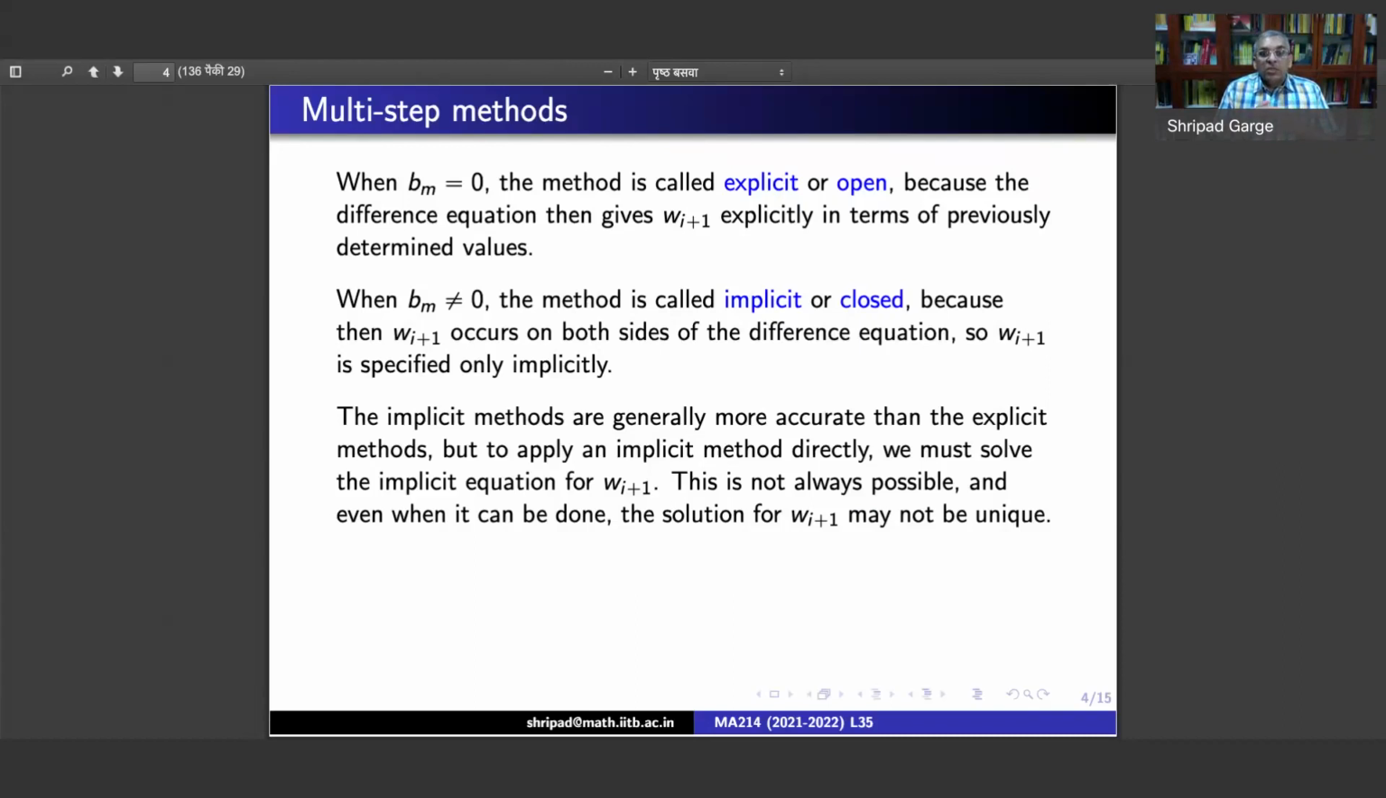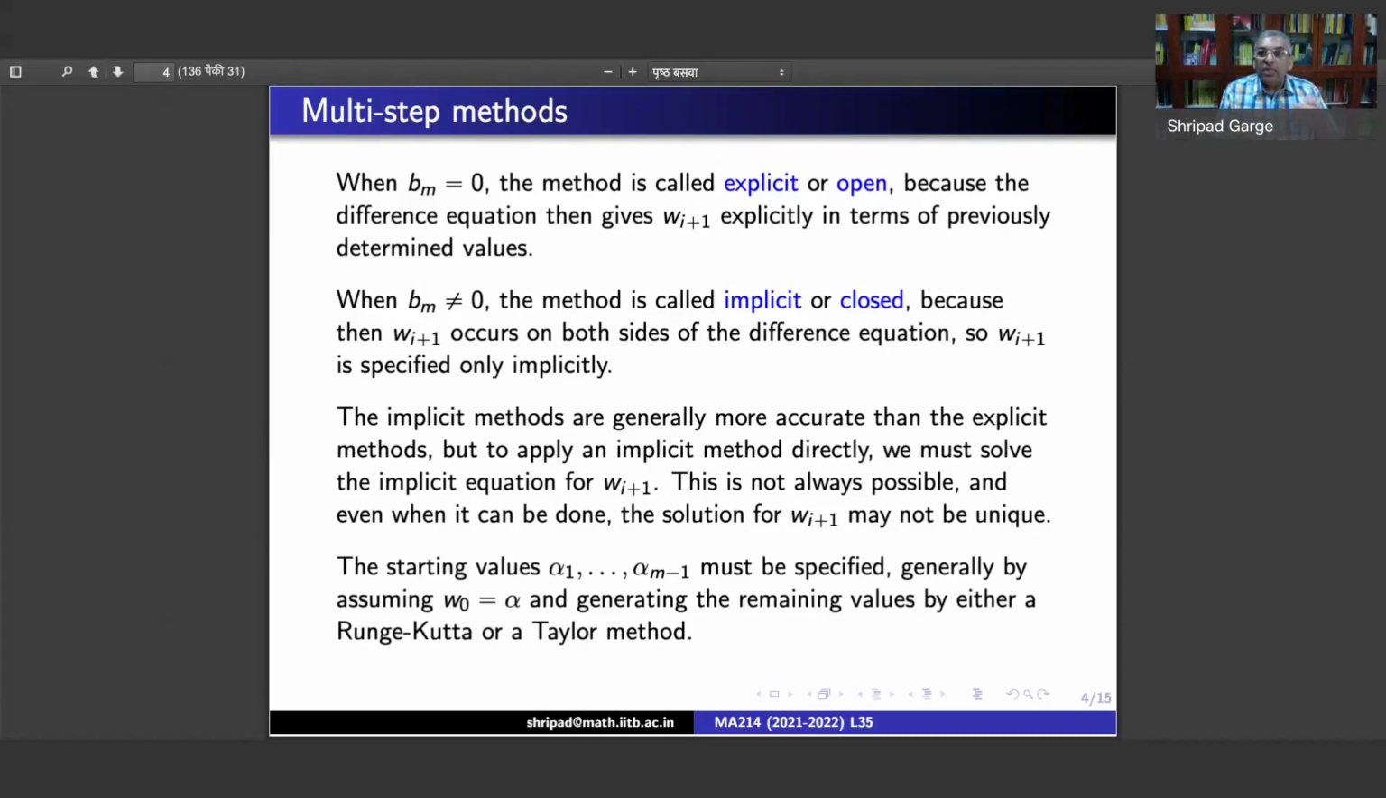Okay. So again, the starting values alpha 1 up to alpha m minus 1 will have to be specified. The initial value problem will tell you only w of a, that is w0, which is y of a, that is alpha. Only that is specified to you. So alpha 1 up to alpha m minus 1 will have to be computed. These are normally computed by starting with w0 equal to alpha, which is the initial value anyway, and then we generate the remaining values either by using a Runge-Kutta method or a Taylor method.